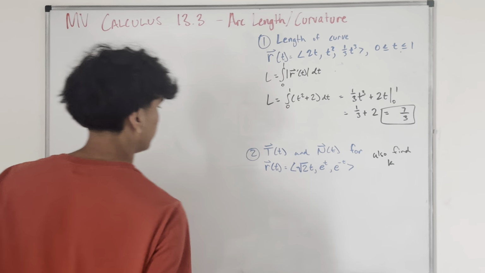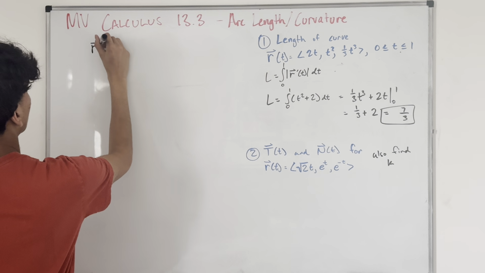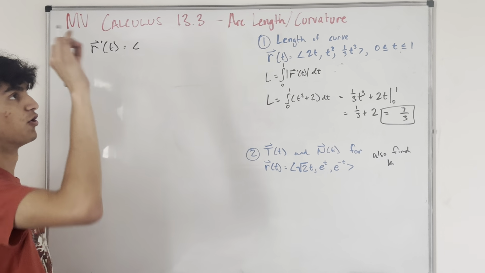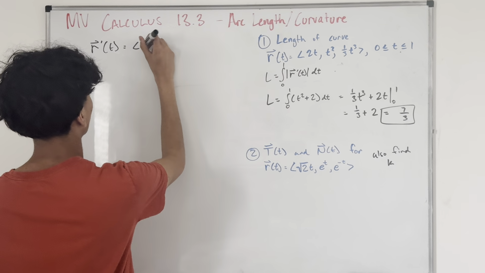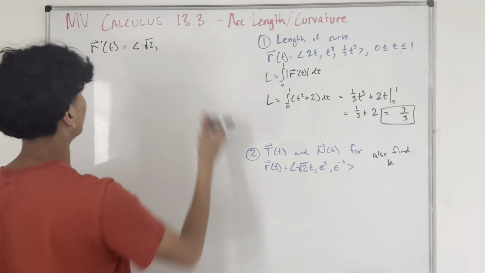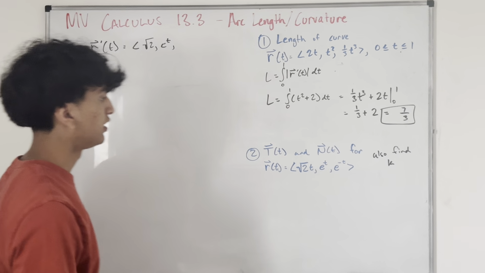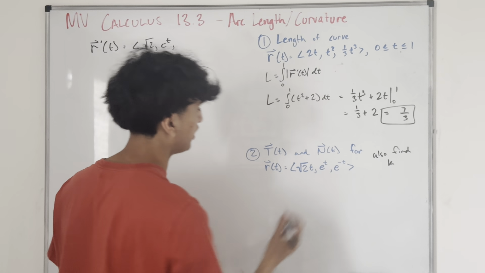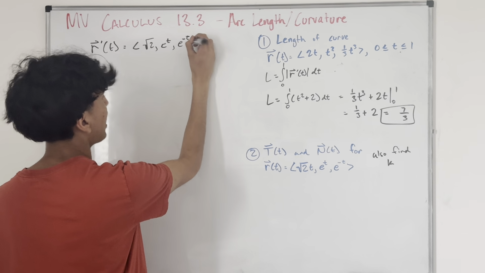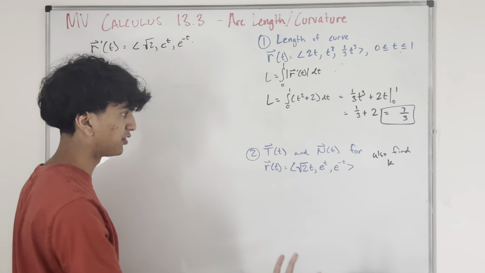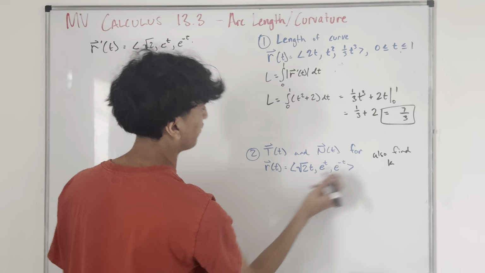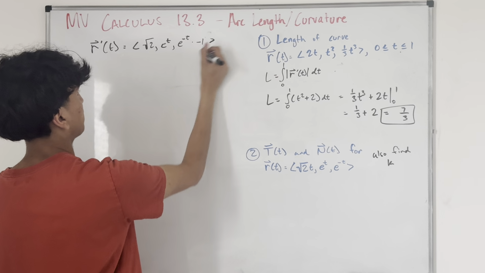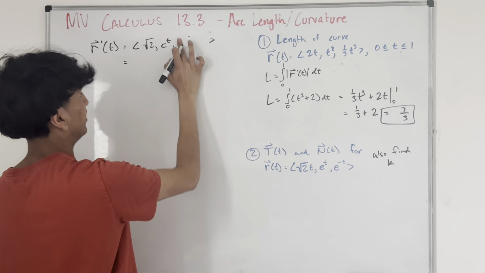So let's find r prime of t. Root 2 times t has derivative root 2. Then e to the t has derivative e to the t. And then e to the negative t, you have to do chain rule: the derivative of the outer, which is e to the negative t, times the derivative of the inner, which is negative 1. That's chain rule for you. So this is going to equal negative e to the negative t.